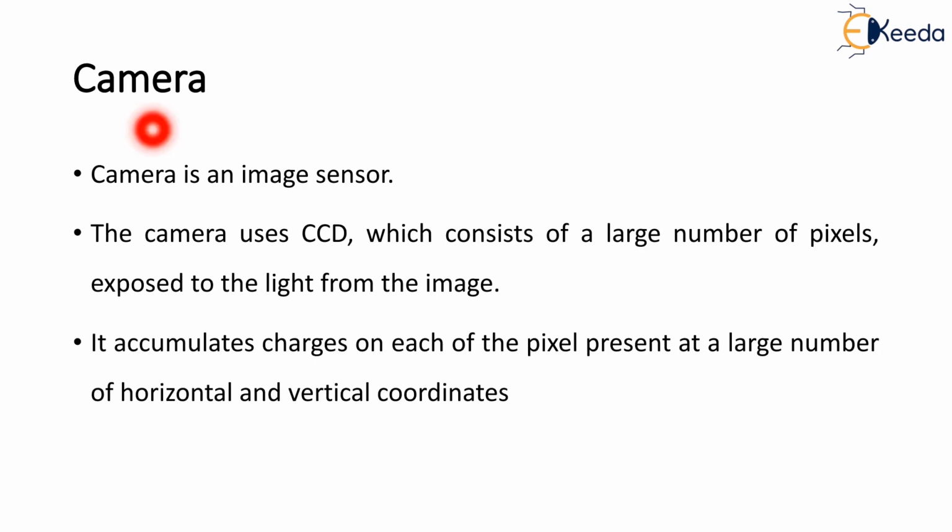So next one is a camera. It is an image sensor. The camera uses a charge coupled device consisting of a large number of pixels exposed to the light from the image. It accumulates charges on each of the pixels present at a large number of horizontal and vertical coordinates. The charge accumulation is as per the intensity of the light at the corresponding pixel coordinate in the image.